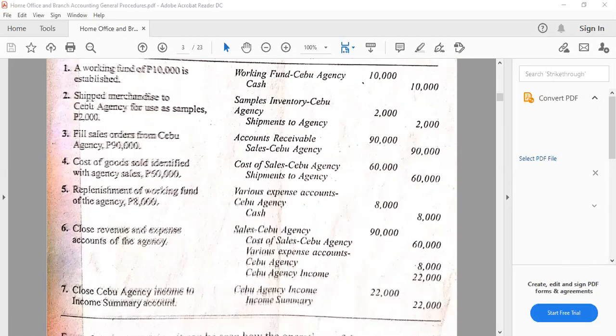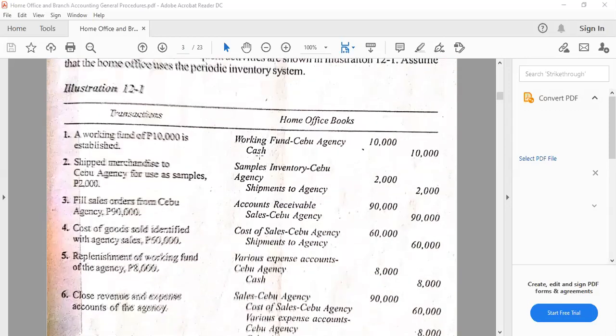Then shipment of samples, these are the entries now. You can notice we debited samples inventory to the Cebu agency. So the agency received the samples from the mother or the home office, and then we credit shipments to agency. This is a deduction to the cost of goods sold, just like the ending inventory.